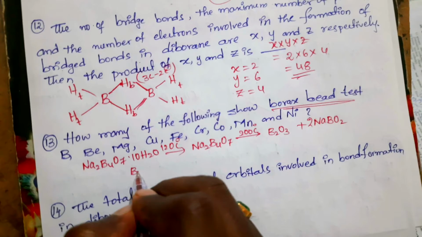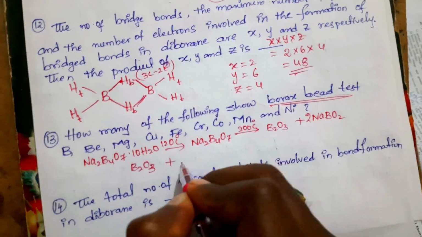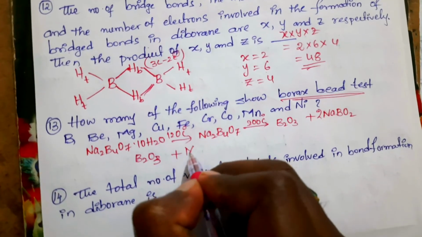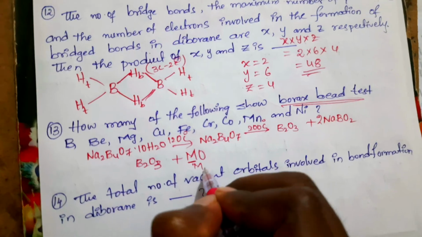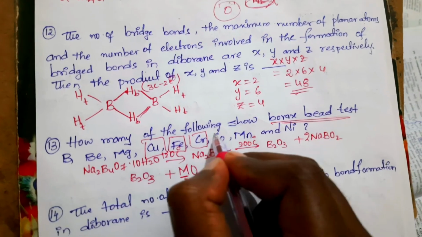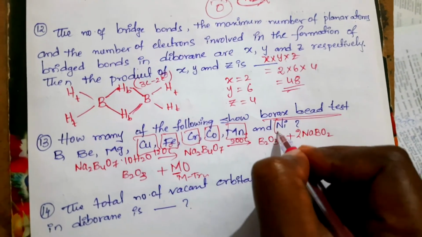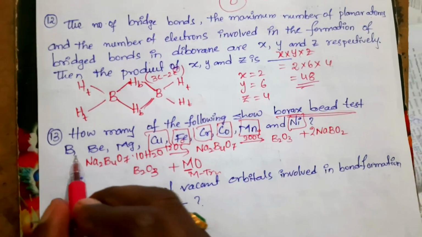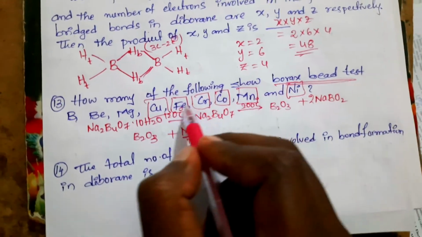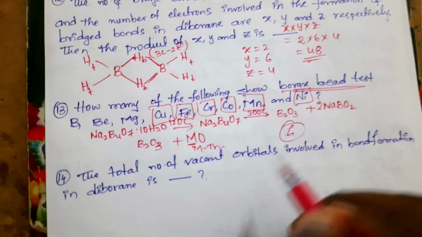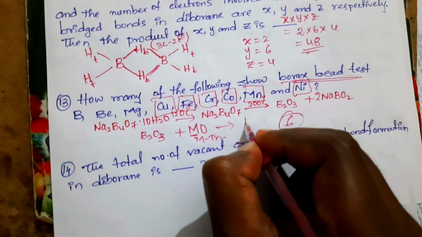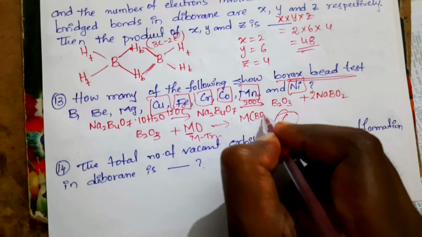The boric anhydride, what will it do? It reacts with metal oxides, forming metal borates; generally M is a transition metal. So what are the transition metals here? Copper, iron, chromium, cobalt, manganese and nickel. Whereas boron, beryllium, magnesium cannot give the borax bead test, only transition metals. How many are there? 6. Whenever it reacts with this, we get metal metaborate, M(BO2)2.